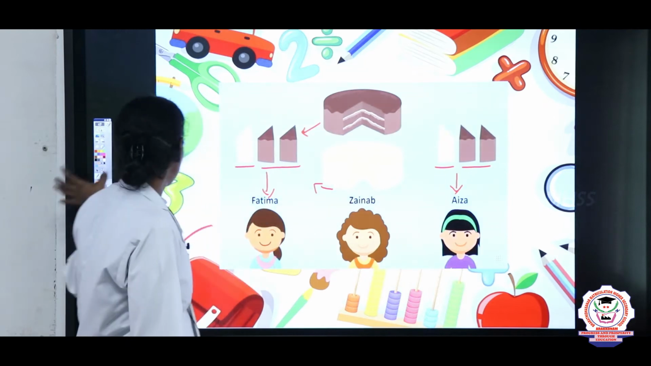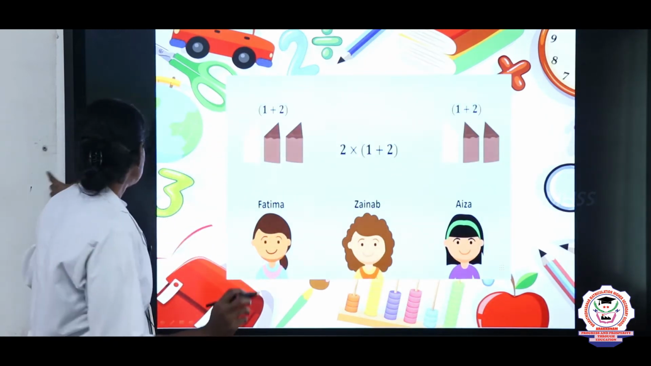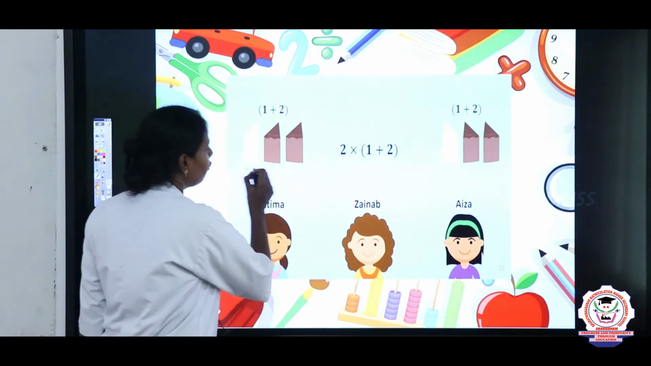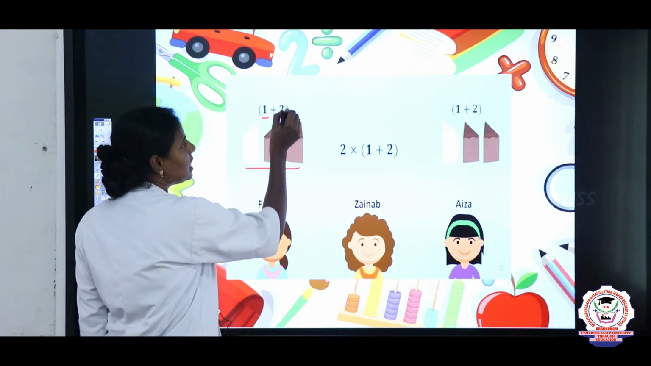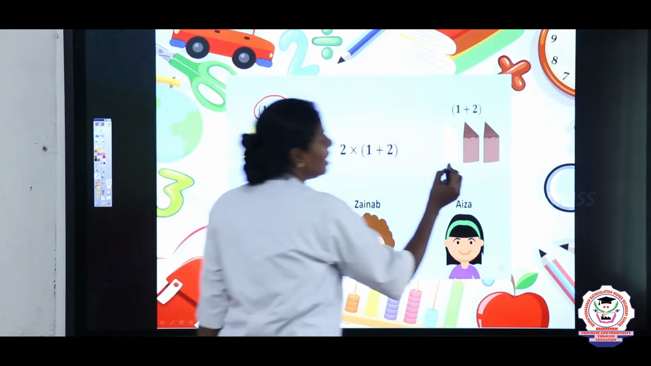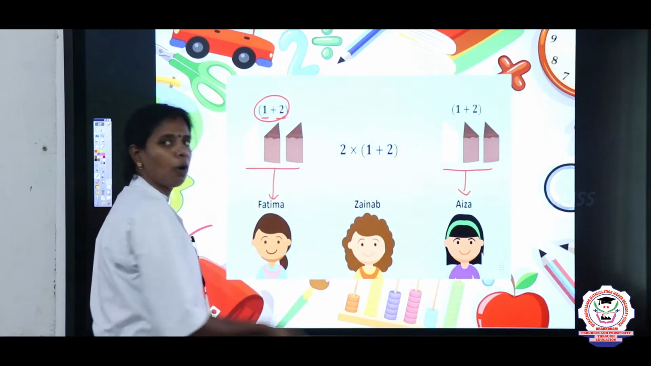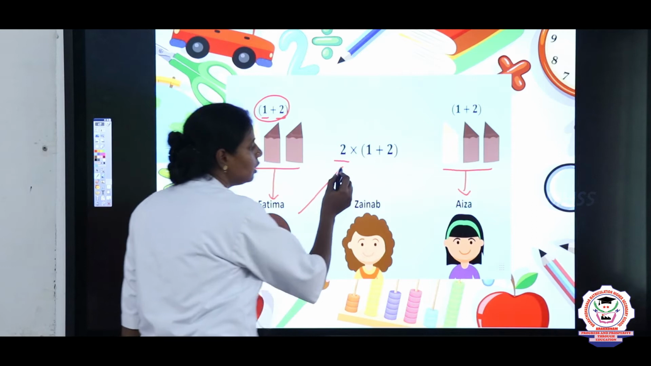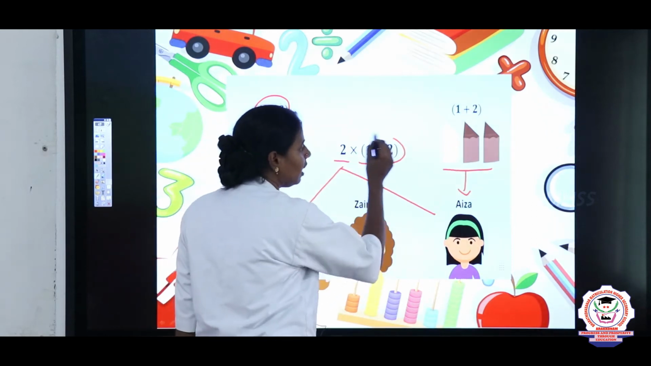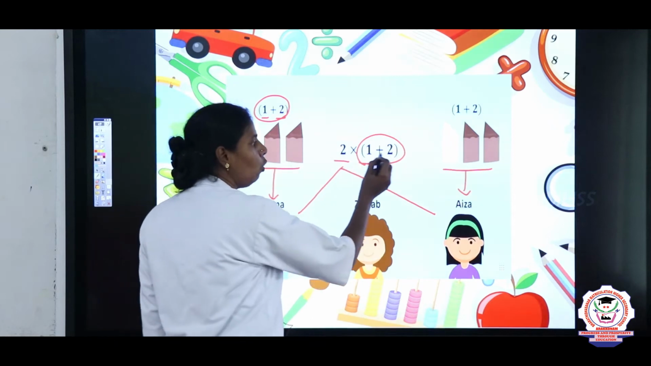How the distributive property is used in this: the set of cake which is given to her friend is 1 plus 2. The same set of cake is given to the other friend too, right? So here the distributive property is used, like 2. 2 is nothing but the 2 friends, and the set of cake which is given is 1 plus 2, right? So 2 into 1 plus 2.